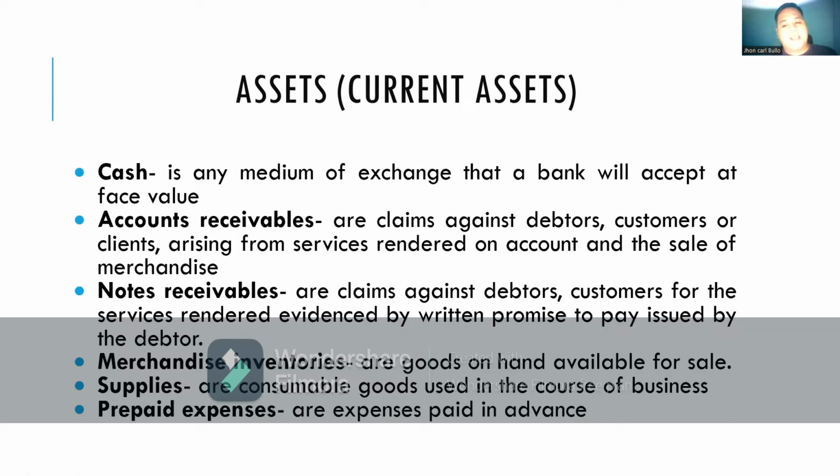Prepaid expenses are expenses paid in advance. So we have prepaid rent, prepaid insurance. Once we have transactions involving advance payments, of course, we will consider the account as prepaid, depending. For example, if we have an advance payment for rental, we consider this transaction as prepaid because of the advance payment, but we still have the word rent, so therefore, we have prepaid rent.